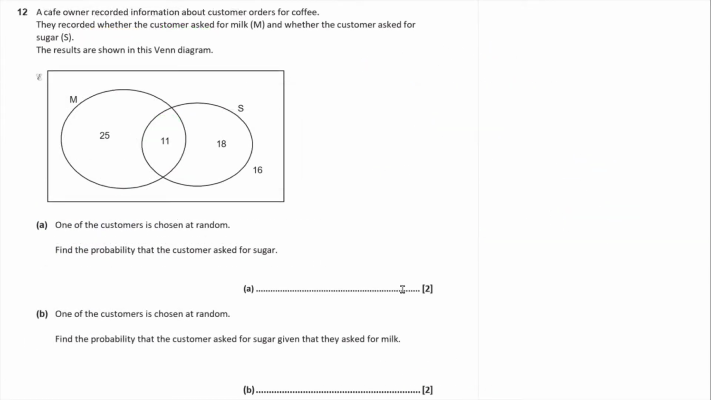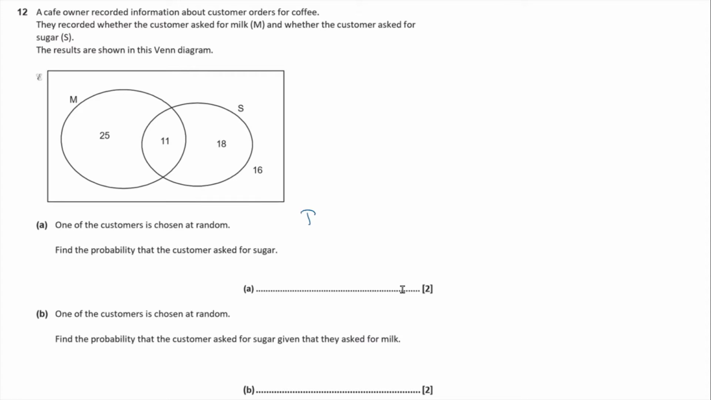Question 12. A cafe owner recorded information about customer orders for coffee. They recorded whether the customer asked for milk and whether the customer asked for sugar. The results are shown in this Venn diagram. So we've got a milk circle and a sugar circle. You can see there's a bit of an overlap in between. One of the customers is chosen at random. Find the probability that the customer asked for sugar.